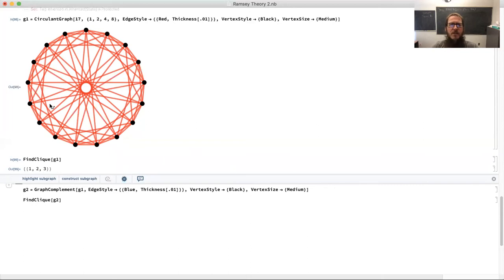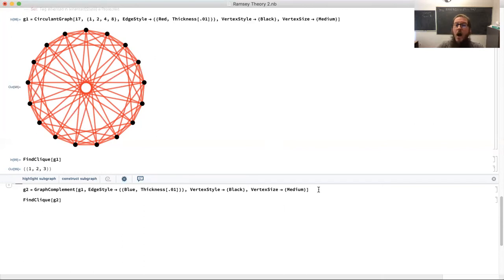I didn't mention this, but here are the vertices. You can think of them as being numbered 0 through 16 going around. If I take vertices 1, 2, and 3, they form a triangle, and there's no K4 in here, because this is one of the largest complete subgraphs. Again, you can't check this by hand very easily.